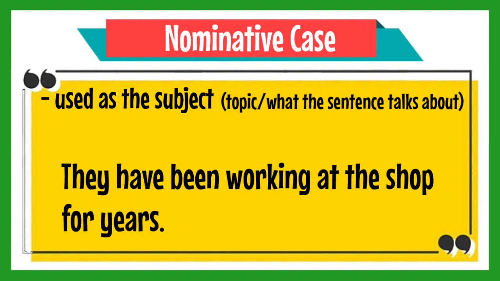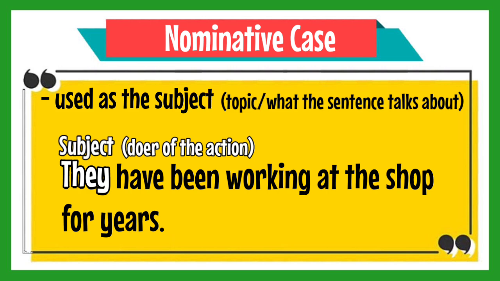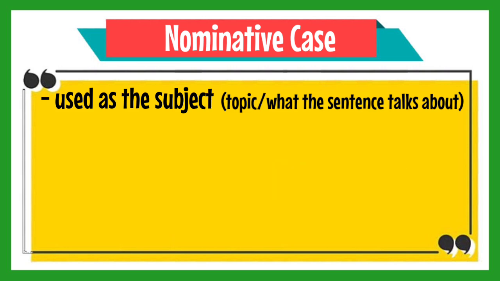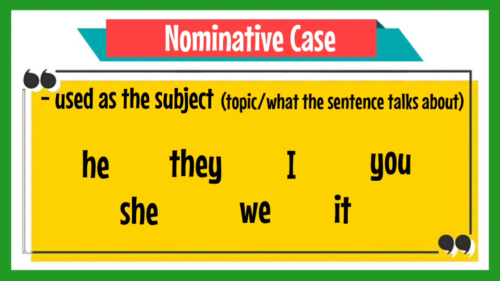Another example. They have been working at the shop for years. The pronoun they in the sentence is in the nominative case because it functions as the subject in the sentence. It is what the sentence talks about. And it is the doer of the action, which is have been working. Clear? Aside from he and they, other pronouns in the nominative case are I, you, she, we, and it.